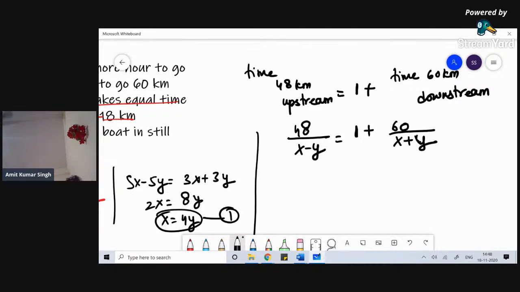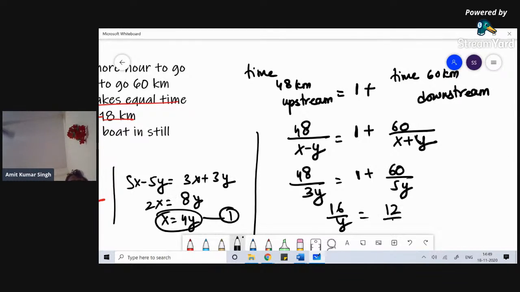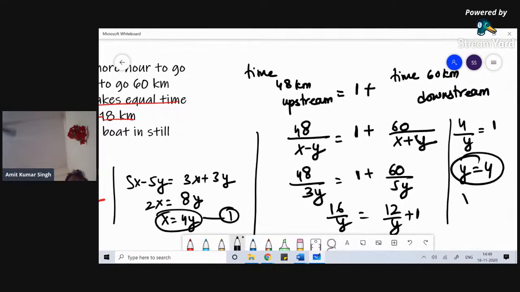Okay, I know the relation between x and y, that x is equal to 4y, so I can write 48 by 3y is equal to 1 plus 60 by 5y. So I can write 16 by y is equal to 12 by y plus 1. So 4 by y is equal to 1, which means y is equal to 4. So if y is equal to 4, then x is equal to 16.